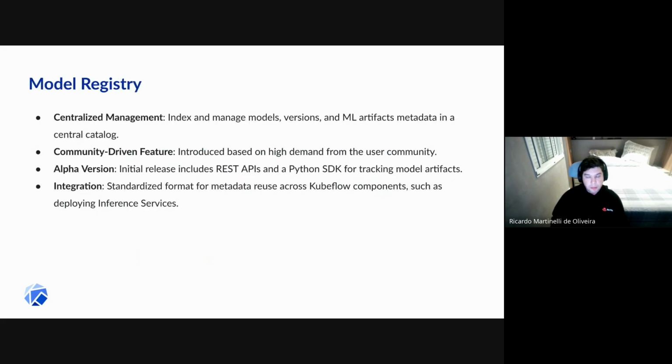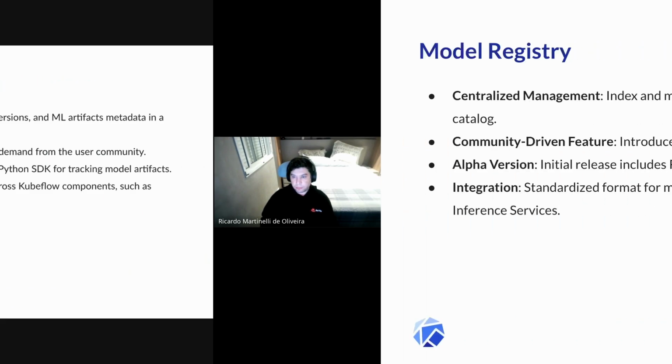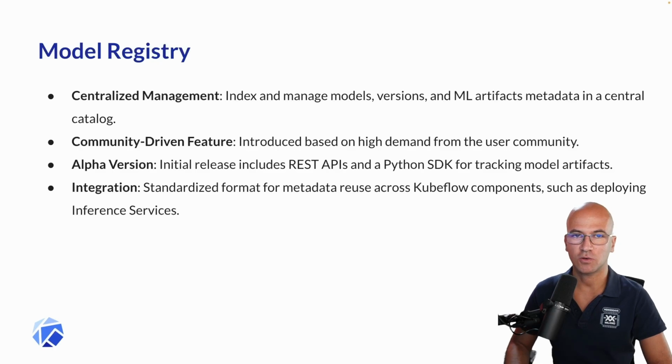Okay, thank you. Now it's the Model Registry who's going to talk about the features in the alpha version of Model Registry. On behalf of the Model Registry Working Group, we are very happy to be part of Kubeflow 1.9 with the first alpha release of Model Registry. Model Registry is a capability that allows you to catalog, track, and index your machine learning models, their versions and artifacts in a central place.